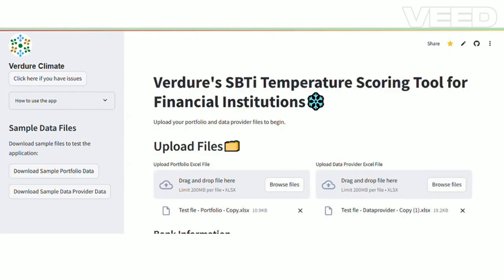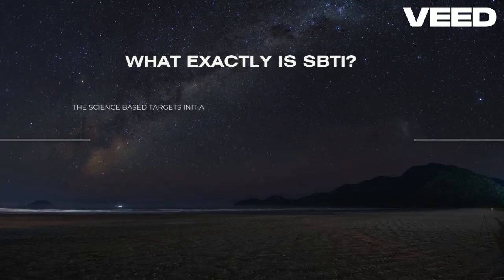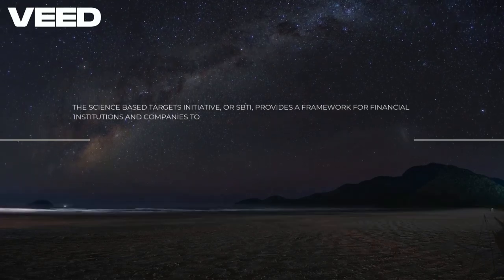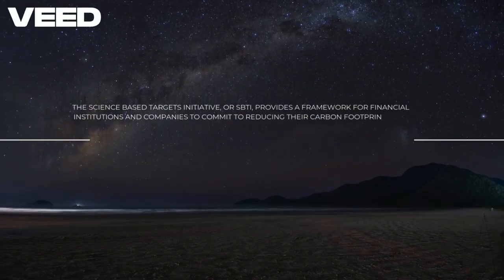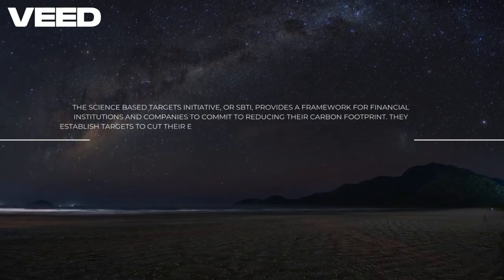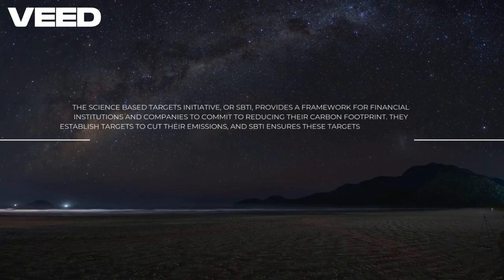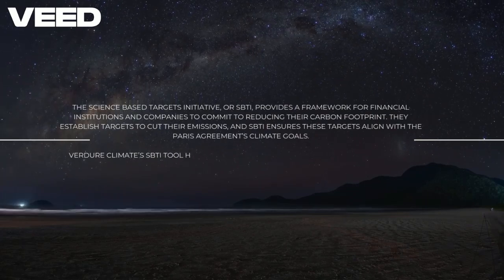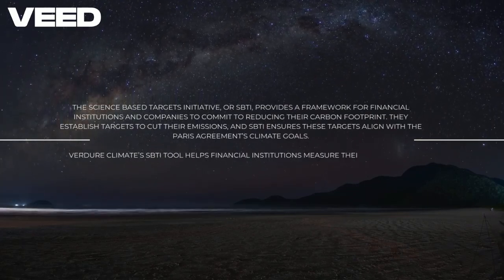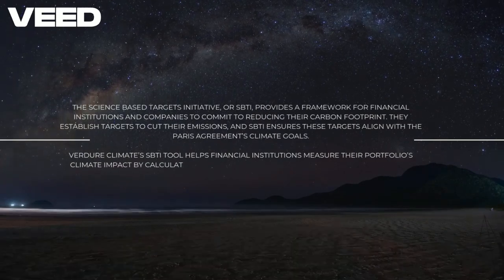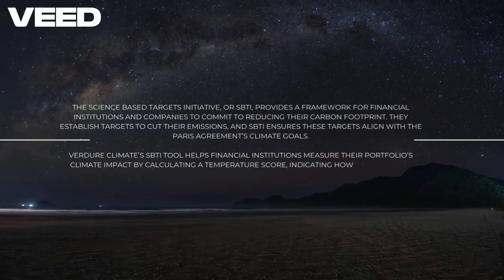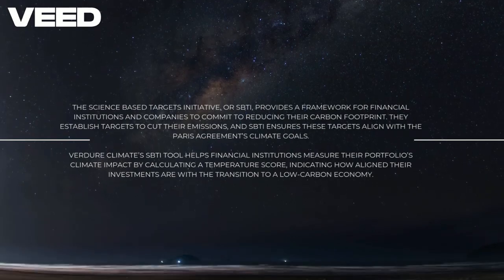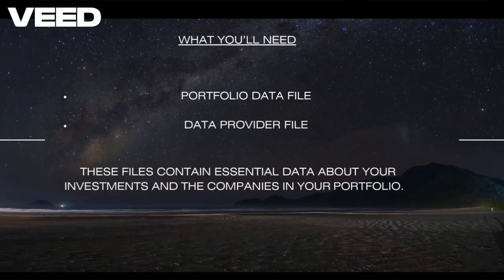Sounds interesting, right? What is the SBTi temperature scoring tool? The Science-Based Targets Initiative, or SBTi, provides a framework for financial institutions and companies to commit to reducing their carbon footprint. They establish targets to cut their emissions, and SBTi ensures these targets align with the Paris Agreement's climate goals. Verdure Climate's SBTi tool helps financial institutions measure their portfolio's climate impact by calculating a temperature score, indicating how aligned their investments are with the transition to a low-carbon economy.